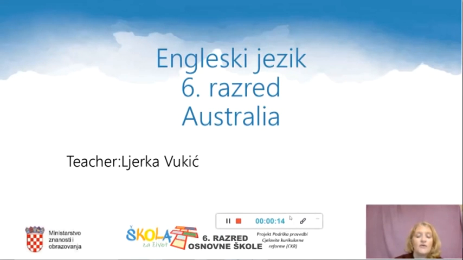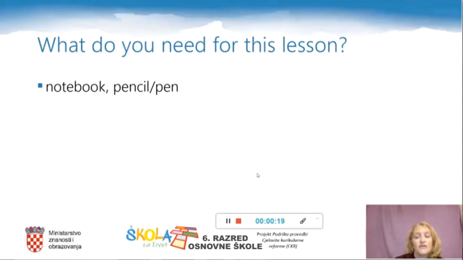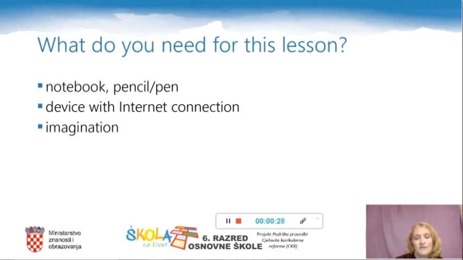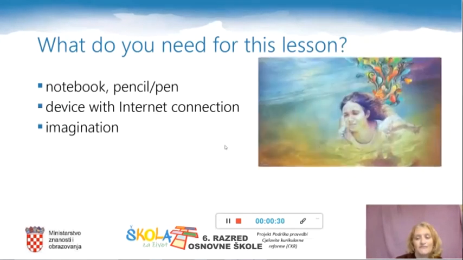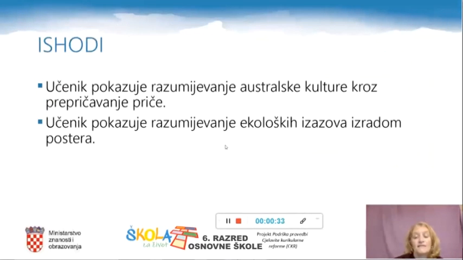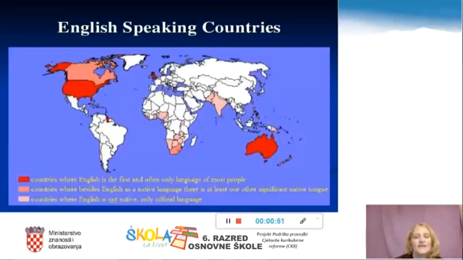In today's lesson, we are going to talk about Australia. So for this lesson, you need the usual things: your notebook, pencil or pen, and your device with internet connection. But also, you need your imagination. Because in this lesson, you're going to listen to a story, and then you will be able to retell it. And also, you're going to create a poster, and in that poster, you will show how you understand some ecological problems. Okay? Well done.